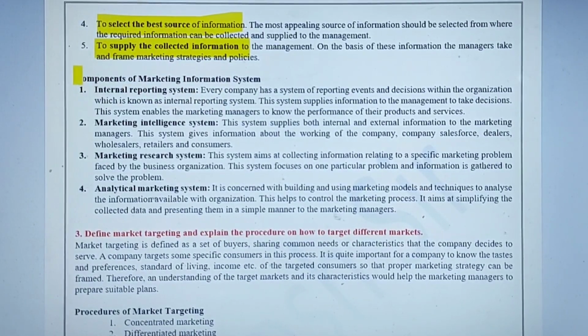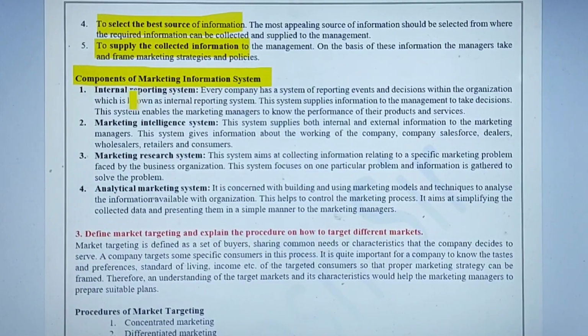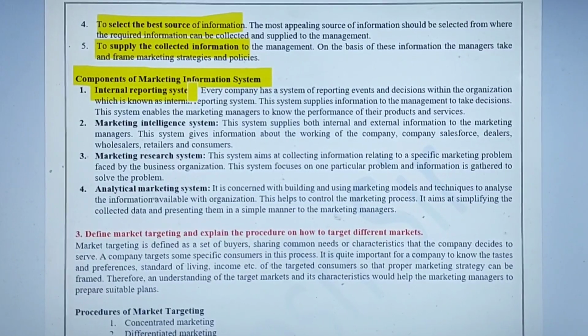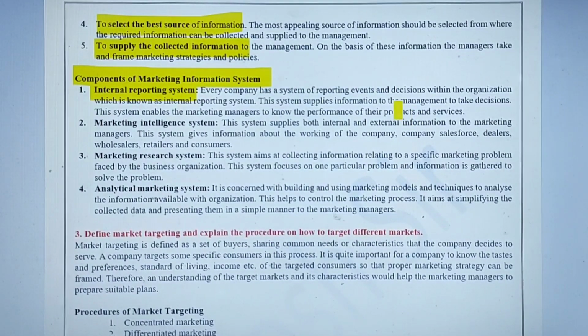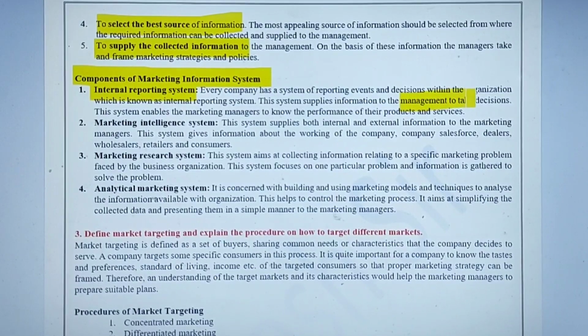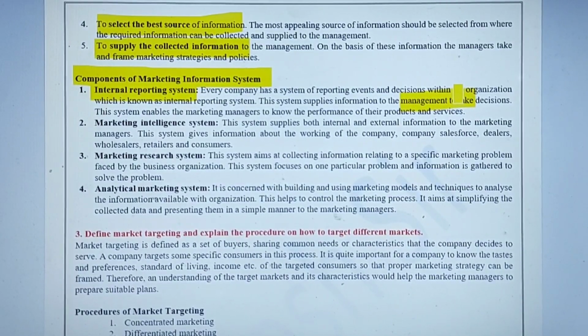And let's move on to the components. Components of MIS. The first component is the internal reporting system. Every company has a system of reporting events and decisions within the organization, and this system is known as the internal reporting system. It refers to the information that is supplied to the management to take decisions. This system only works inside the organization, that's why it is called internal.